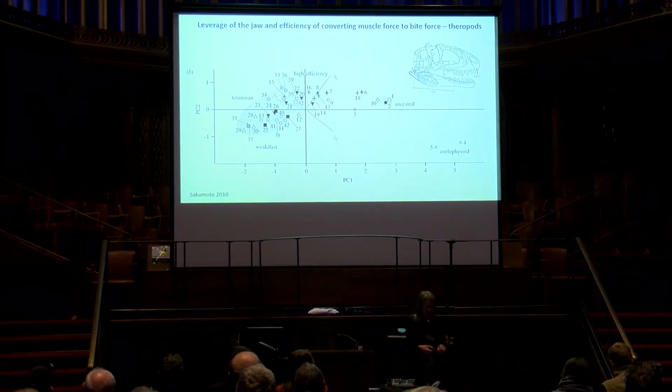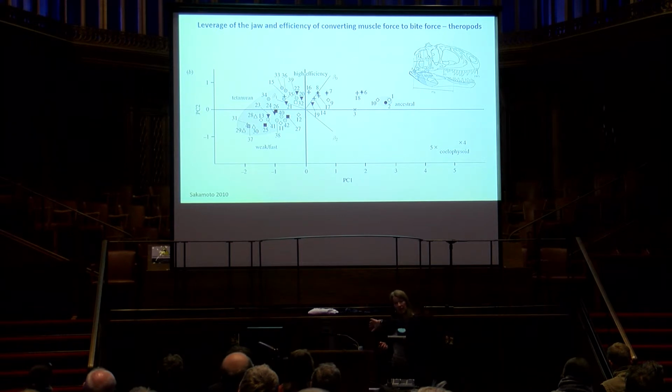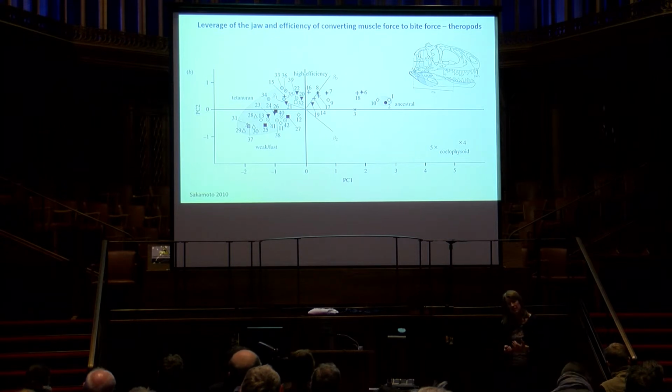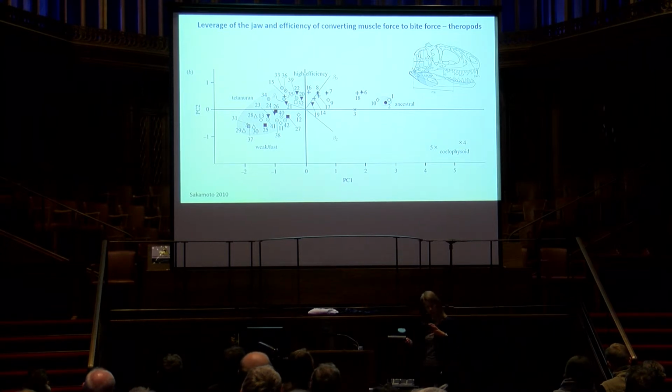And this was a study by Sakamoto in 2010, which looked at the leverage of the jaws in theropod dinosaurs, calculating a mechanical advantage value across the length of the jaws. And this study also found that there was a strong phylogenetic signal in the data itself. And actually the evolution of mechanical advantage across these different theropod dinosaurs was no different from a Brownian motion effect.